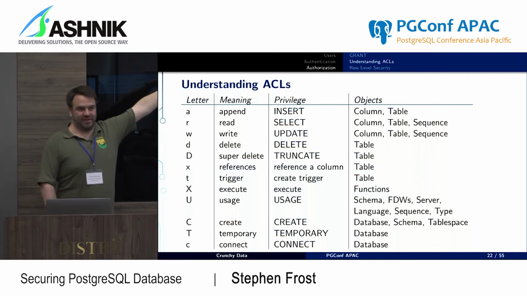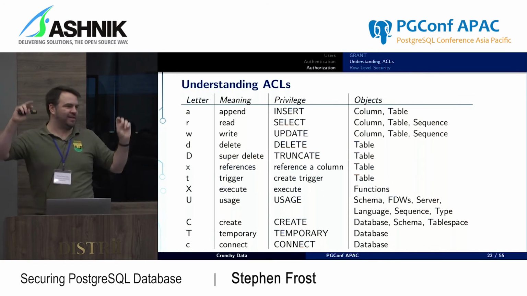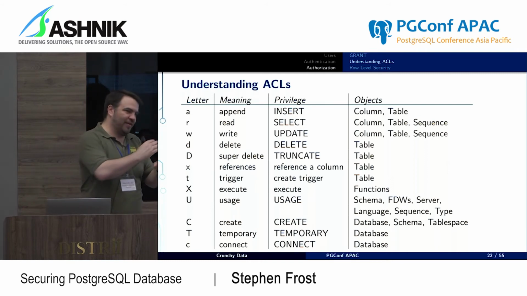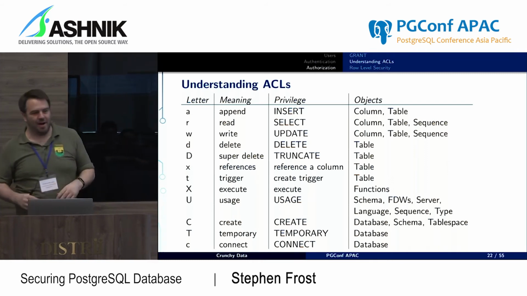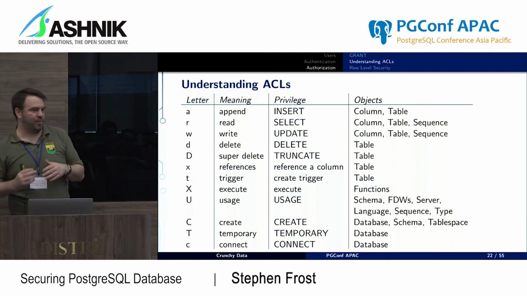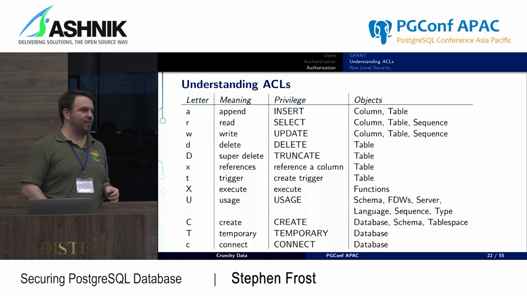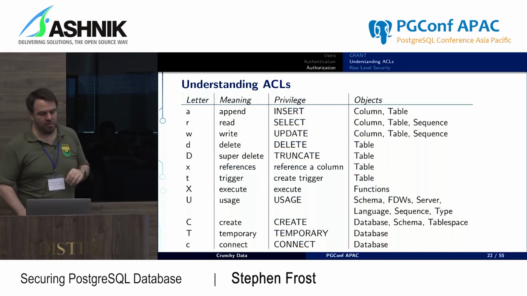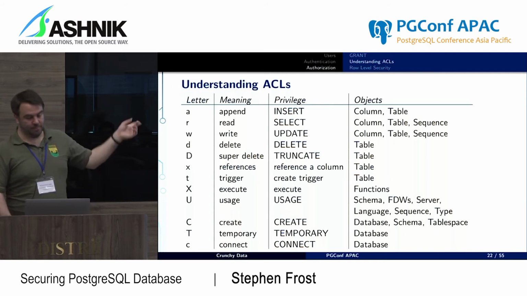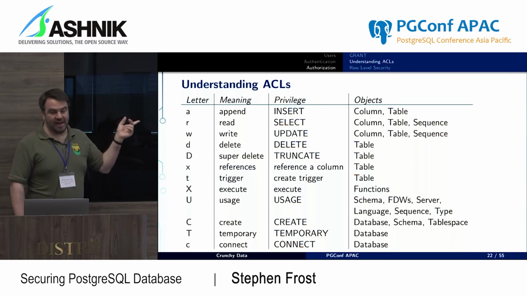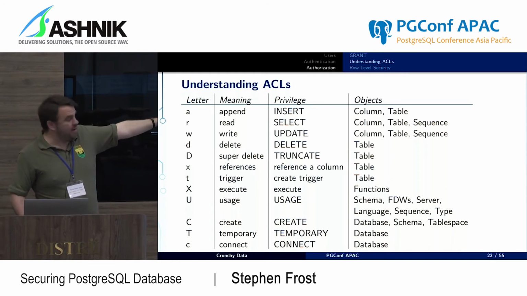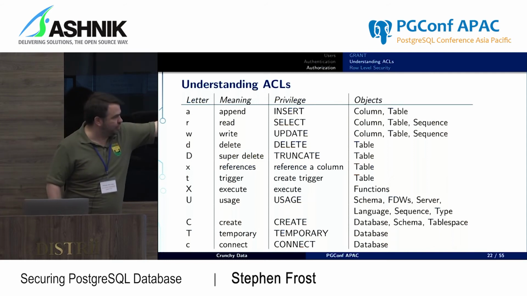We then have capital D, which is like super delete, and that's for truncate. x is references, because it's kind of like a cross-reference. That references is for like foreign keys. If I wanted to have a foreign key between my table and the other table, I need to have reference access to whatever columns on the other side I'm trying to include in my foreign key. t is for trigger. Capital X is for execute. This is something you see on functions. And then we have capital U for usage.